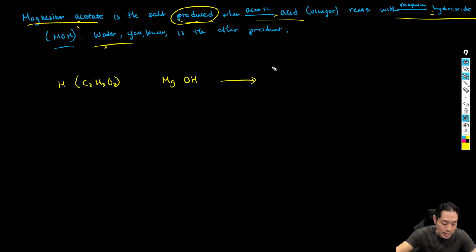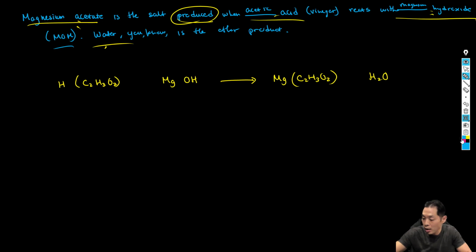Magnesium acetate, Mg, and then C2H3O2, and then water, H2O. Okay, now I'm going to worry about balancing my molecular formula. This is -1, this is +1, so it's good. This is 2 plus, this is 1 minus, so I need 2 of these. And the same thing here. This is 2 plus, 1 minus, so I need 2 of these. And then this is a covalent molecule, so we don't have to worry about it.